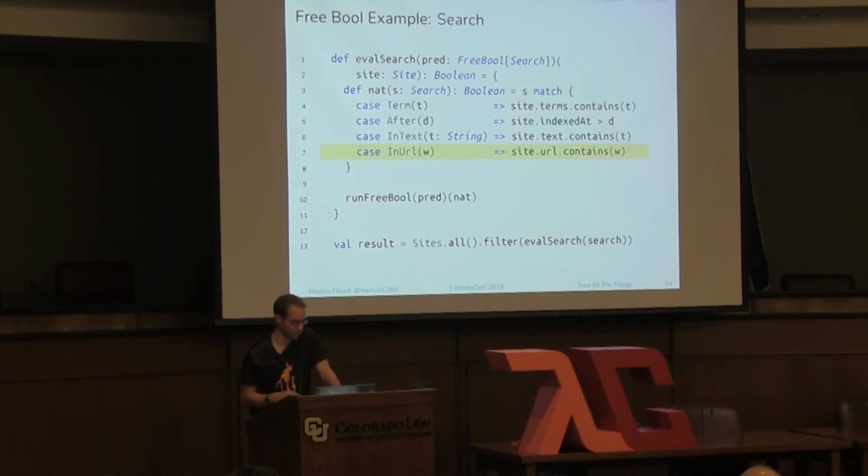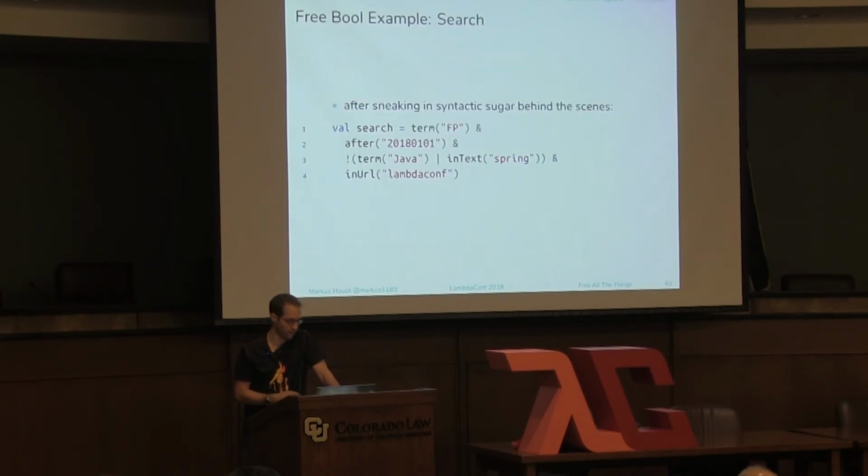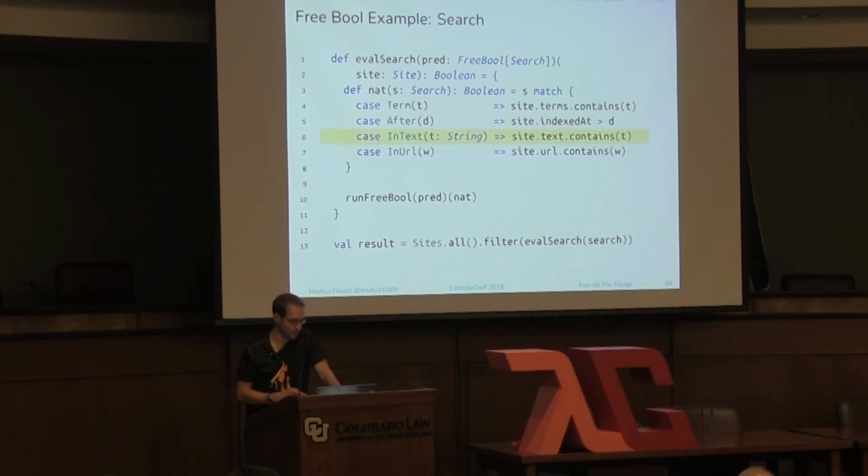And then, for example, we can look at all sites and filter them with our search predicate, and we would get back all sites that satisfy the predicate: that it has the term FP, is after the 1st of 2018, and contains LambdaConf and not Java or Spring. So we actually can model a lot of our complex logic into the simple Boolean algebra structure.